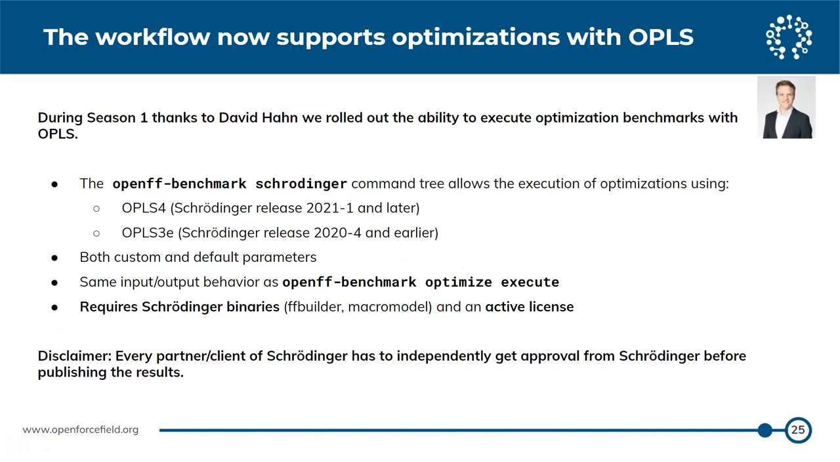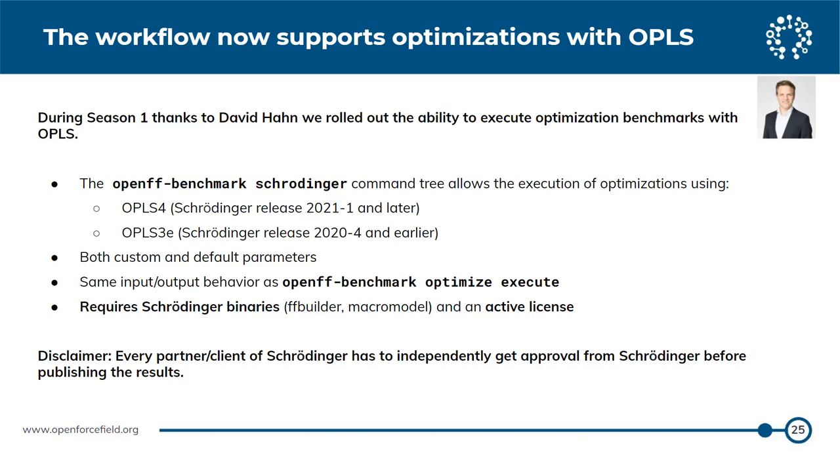Meanwhile, as season one was running, new features were also added to the workflow. For instance, the workflow now supports optimization with OPLS, thanks to David Dunn, who has been working to roll out this ability and to execute optimization using the Schrodinger binaries. So essentially the OpenFF benchmark Schrodinger command tree allows the optimization using OPLS4 for Schrodinger releases from 2021-1 on, and OPLS3 with Schrodinger releases 2024 and earlier.